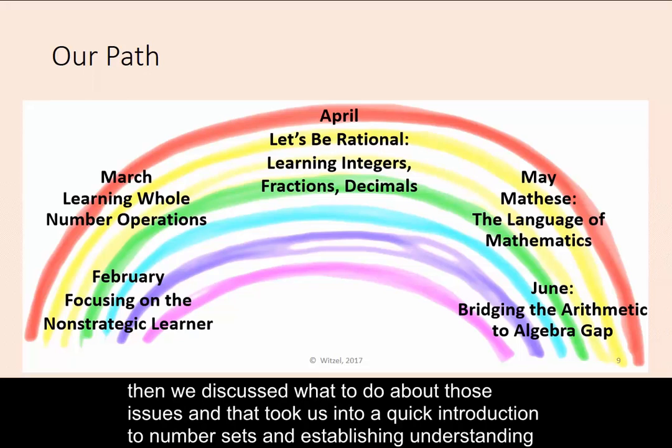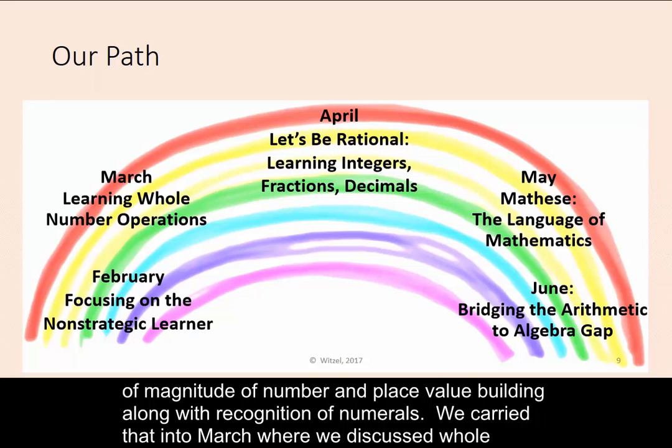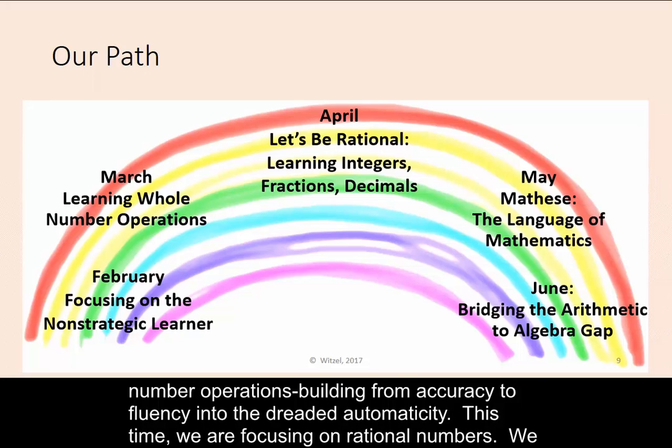That took us into a quick introduction to number sets and establishing understanding of magnitude of number and place value building, along with recognition of numerals. We carried that into March, where we discussed whole number operations, building from accuracy to fluency and to the dreaded automaticity. This time, we're focusing on rational numbers.